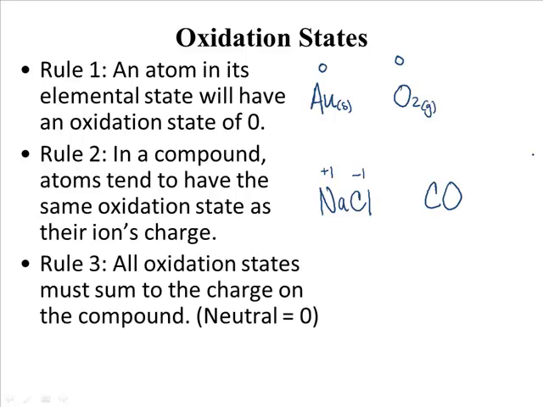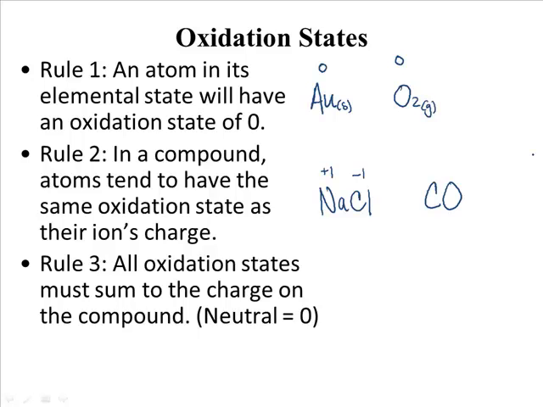All the oxidation states in a compound must sum to the charge on the compound. If it's a neutral compound, that simply means they have to cancel each other out. If it's not a neutral compound, for instance a polyatomic ion, then all the oxidation states in the compound have to add up to what the charge is on the polyatomic ion. In this case, we have carbon monoxide.